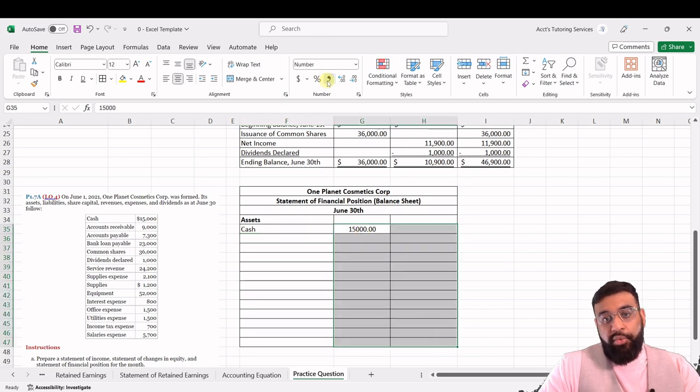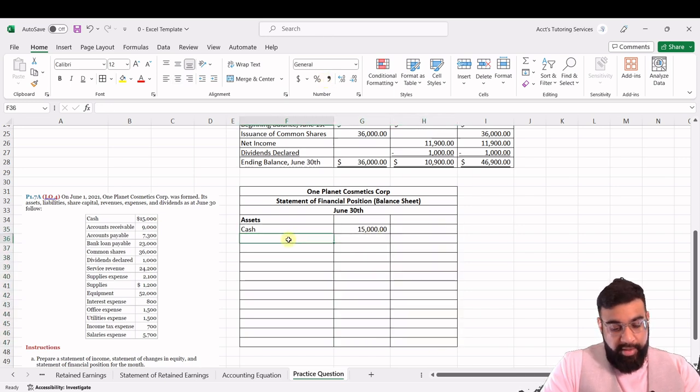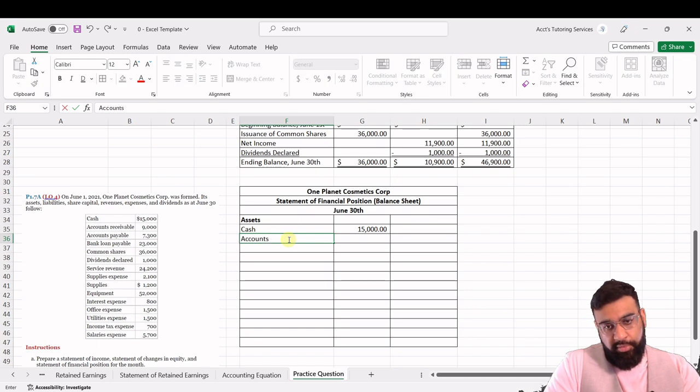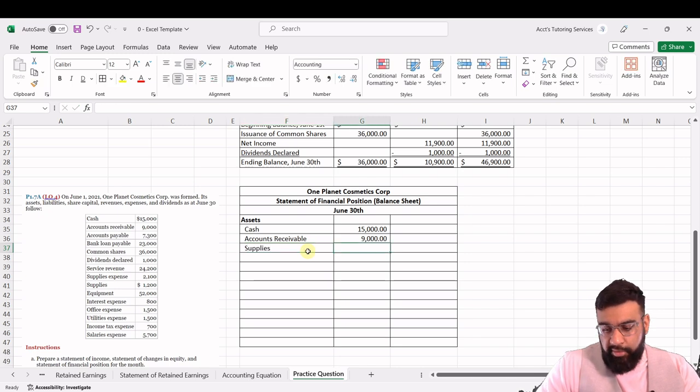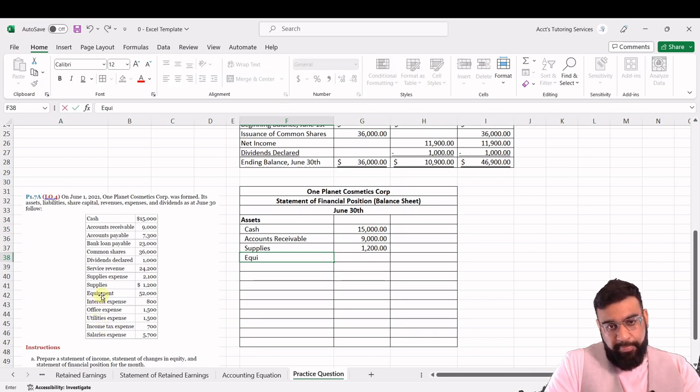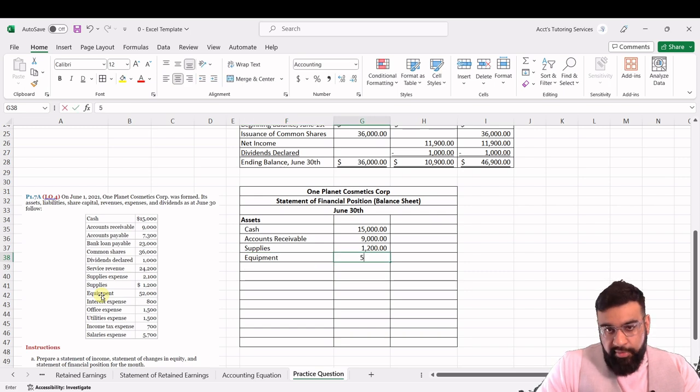Then we're going to do next accounts receivable. Accounts receivable is going to be 9,000. Remember, we could indent these to keep it easier for the eyes. Then after accounts receivable, we're going to do supplies. Supplies is going to be 1,200. Then in this case, we're going to do equipment. Equipment is going to be 52,000. And then there's no more assets now.